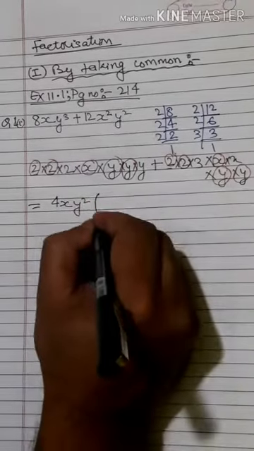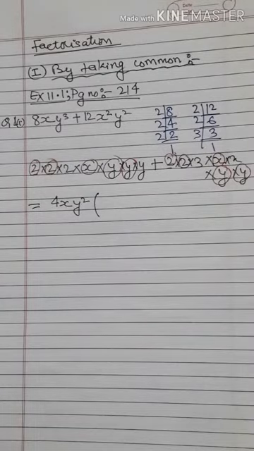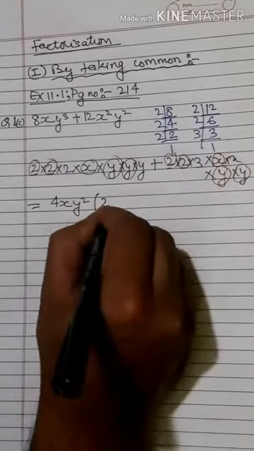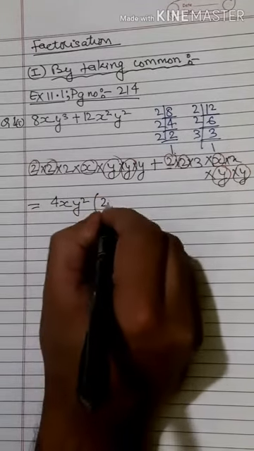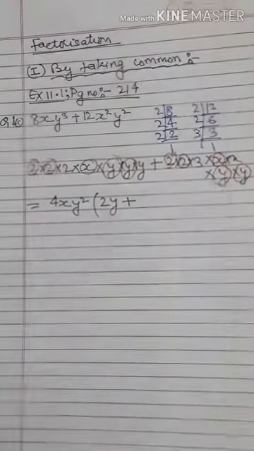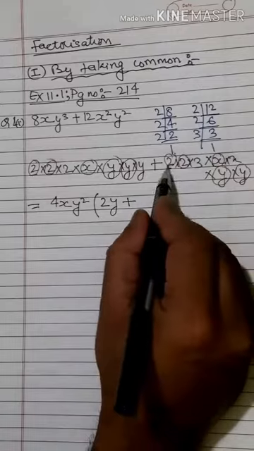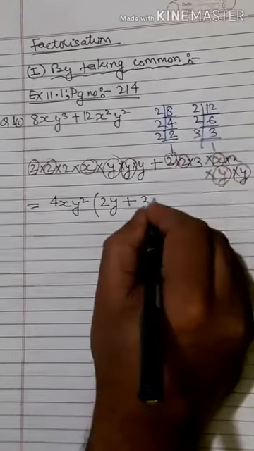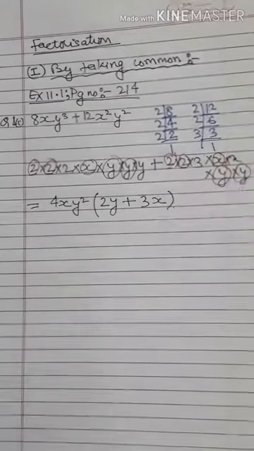Now we put a bracket and write down the remaining. In the first part, what is left over? 2 is left over, and y is left over. Then we bring down this plus sign. In the second part, what is left over? The 3 is left over, and the x is left over. That's it.